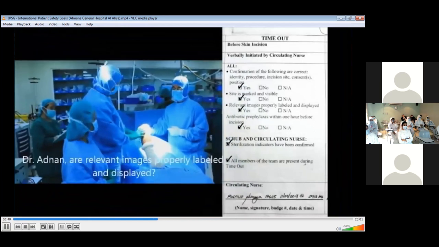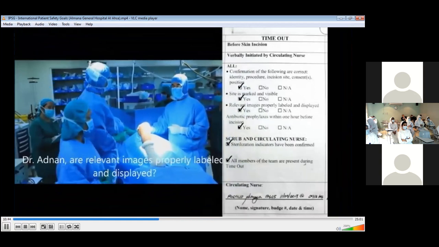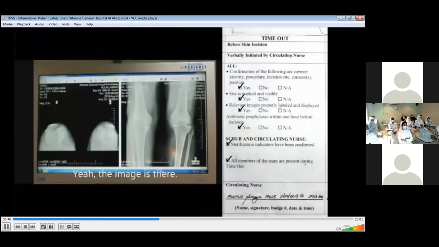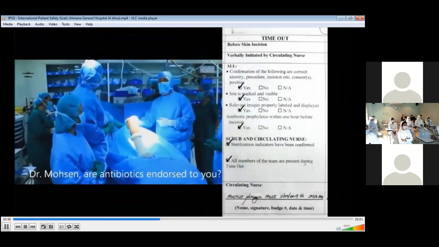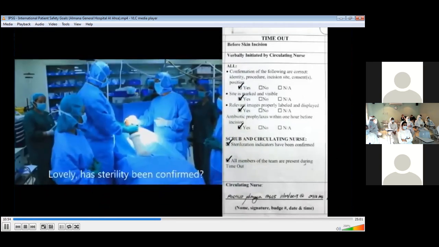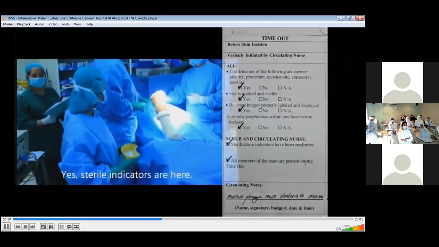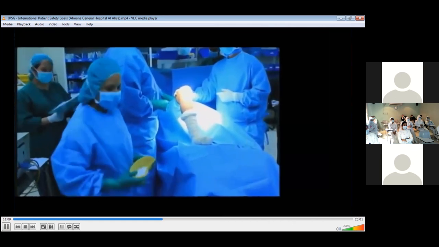Dr. Adnan, relevant images properly labeled and displayed? Yeah, image is there. Dr. Mohsen, antibiotic was endorsed to you? Yes, it was given just before the induction. Lovely. Has sterility been confirmed? Yes, sterility measures are here.